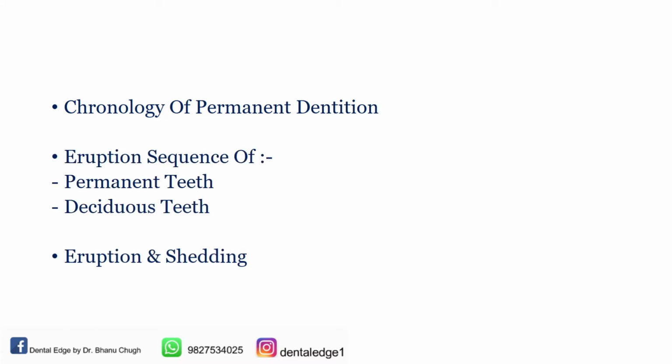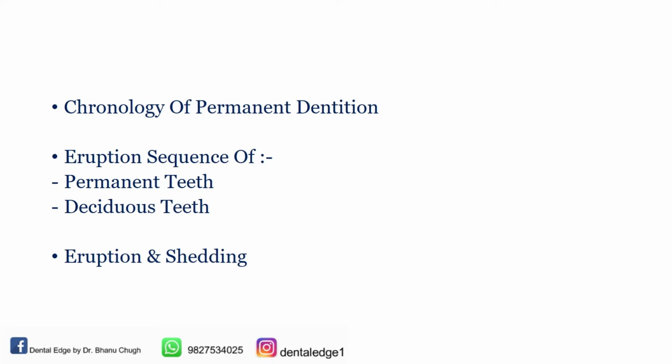Then you can be asked the chronology of permanent dentition. So for permanent teeth, you should know the complete chronology. For example, what is the first evidence of calcification, when is the enamel completed, what is the time of eruption, and when is the root completed. Then you can sometimes be asked to write about the eruption sequence of permanent teeth and deciduous teeth.